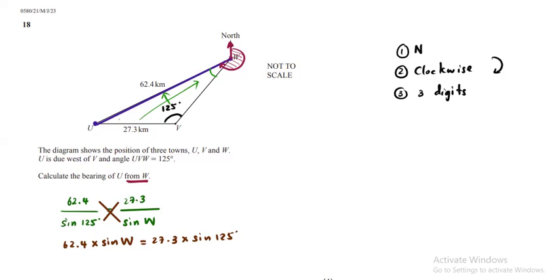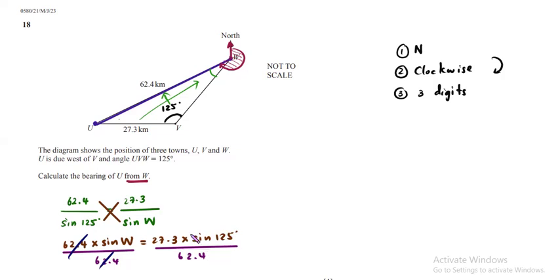Now I'm going to bring this 62.4 to the other side. So I'm going to divide by 62.4. Only then can I get rid of the 62.4 on the left side of the equation. So that will leave me with sine W equal to 27.3 times sine 125 over 62.4.